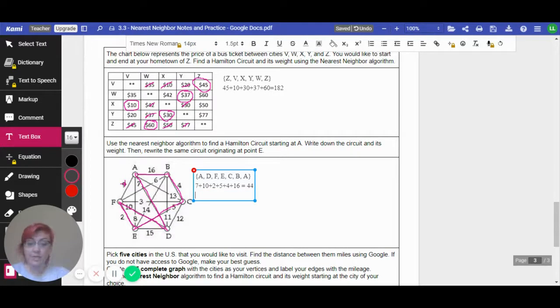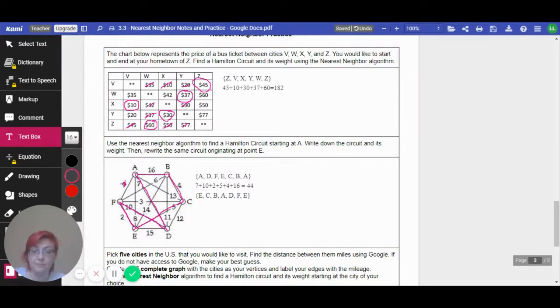Now let's rewrite it from E. E's my new reference point. From there, I'll move forward to C, and then B, and then A, and then D, and then F, and then E, because I'm just rewriting this from this point instead of this one.